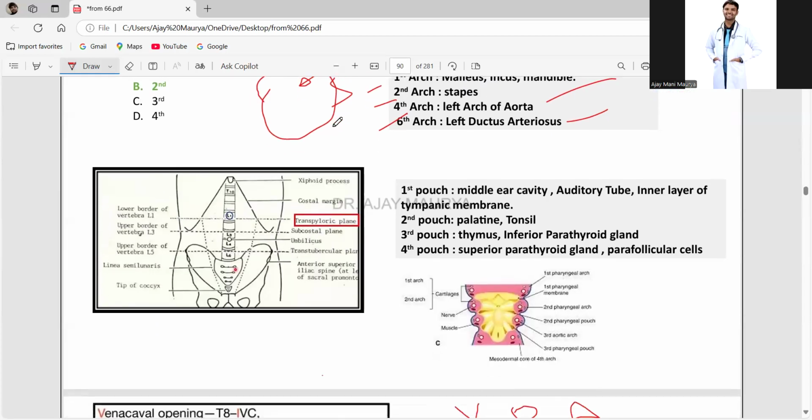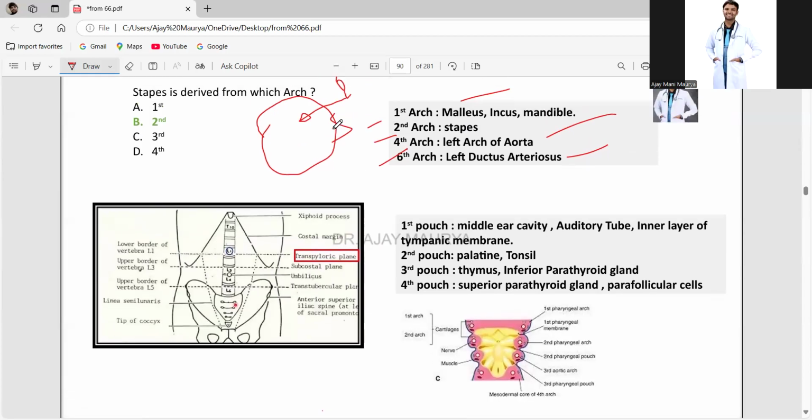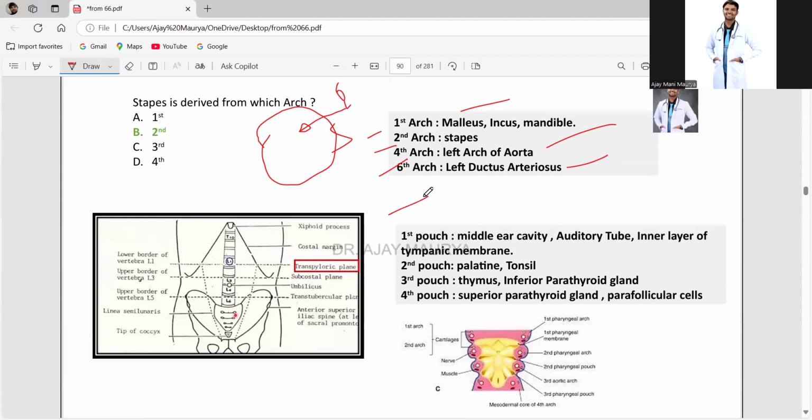Next one, from the pouches: first pouch, second pouch, third and fourth pouch. What is going to form here? From the first, the middle ear cavity, auditory tube, and inner layer of the tympanic membrane. From the second, the palatine tonsils. The third pouch, you have to remember this one: the inferior parathyroid gland. From the fourth pouch, it is the superior parathyroid gland.